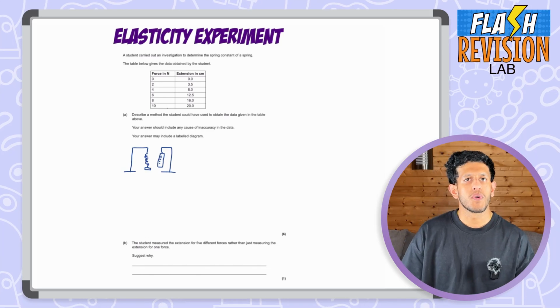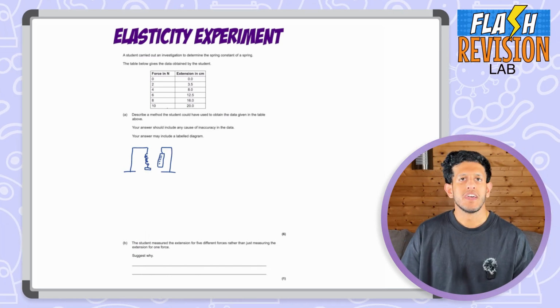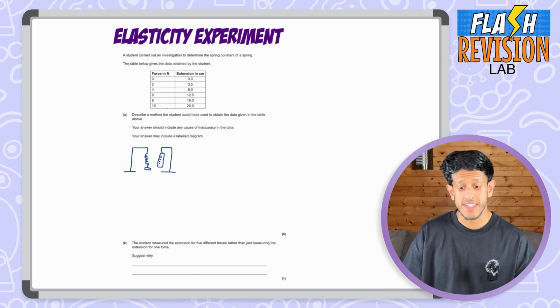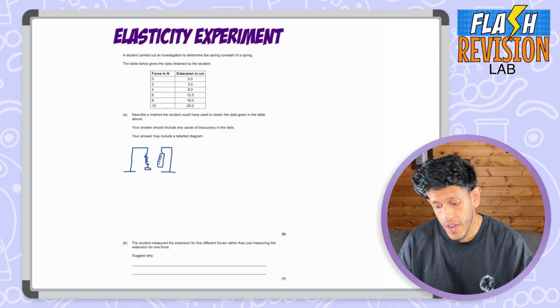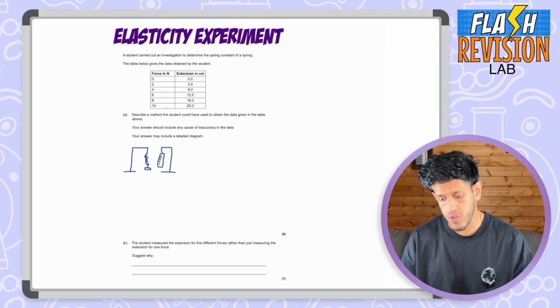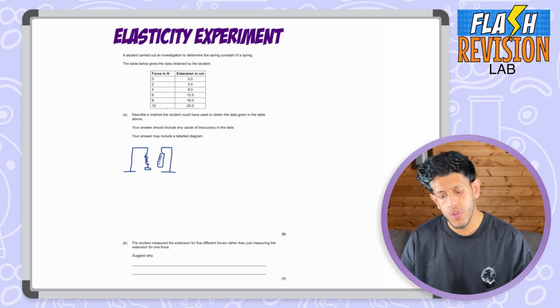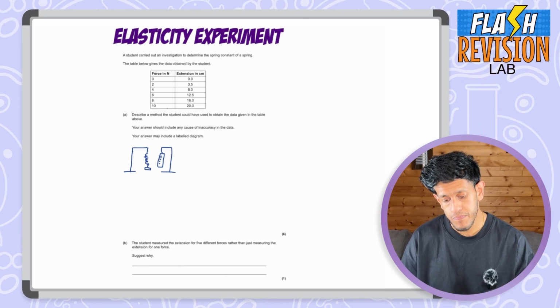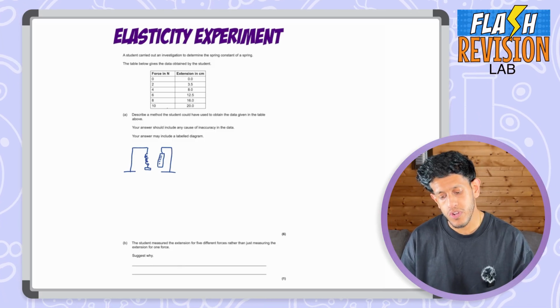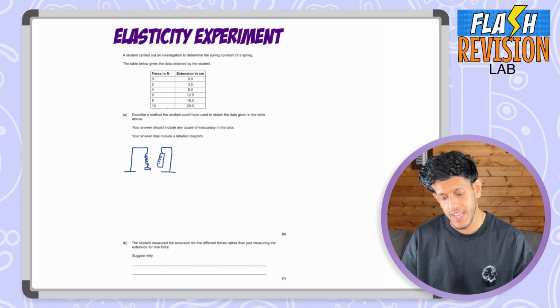Alright, so a bit of a harder question here. Here's a question looking at an experiment to do with elasticity. So it says a student carried out an investigation to determine the spring constant of a spring. The table below gives the data obtained by the student. Describe a method the student could have used to obtain the data given in the table above.